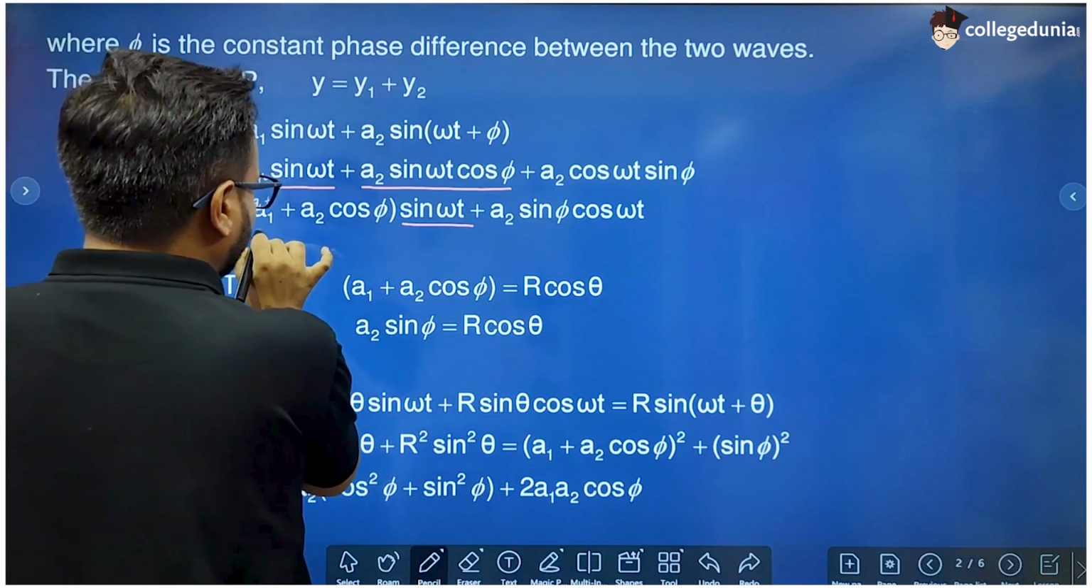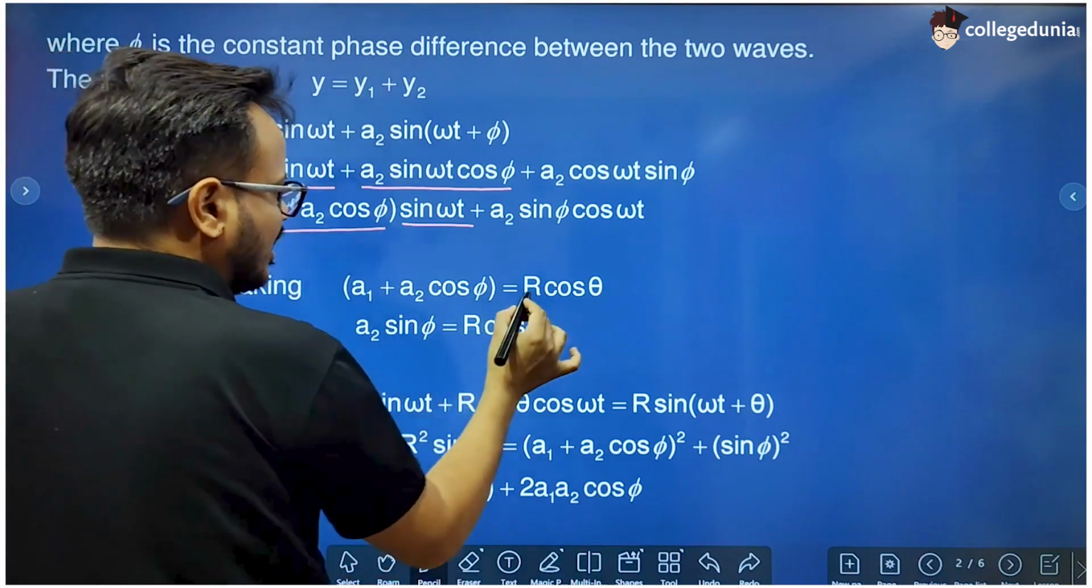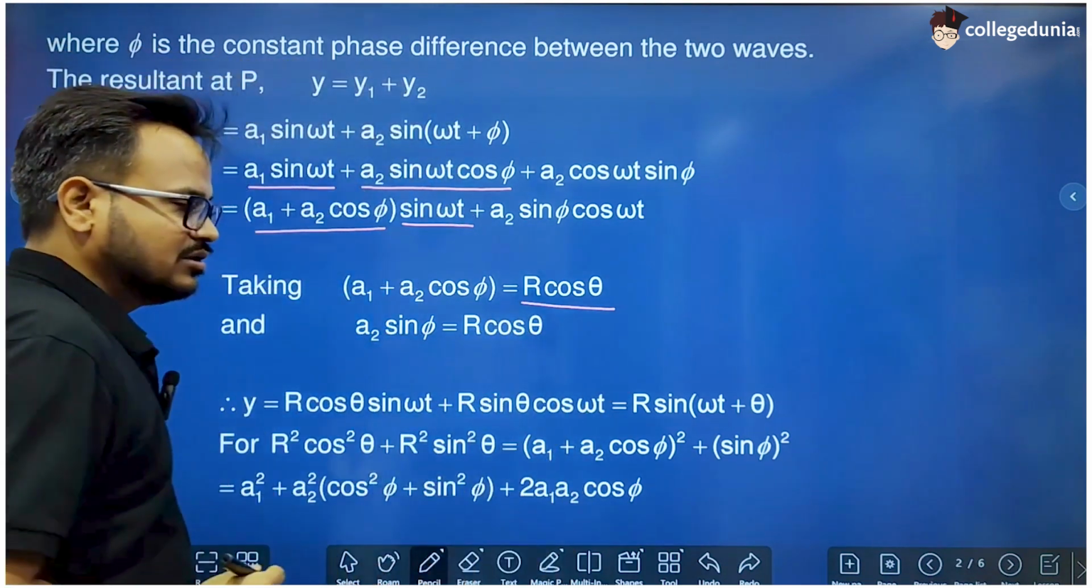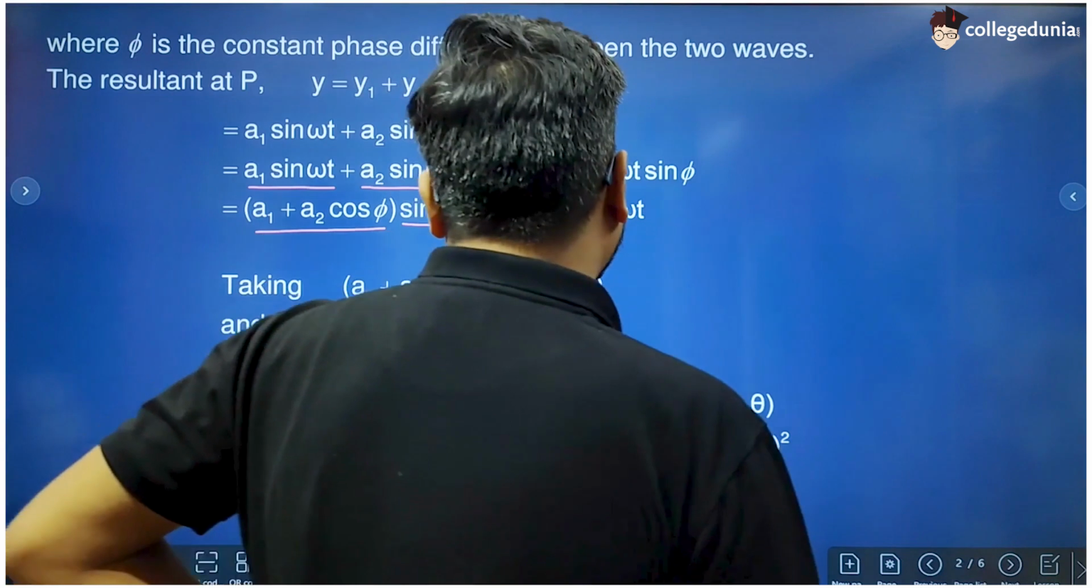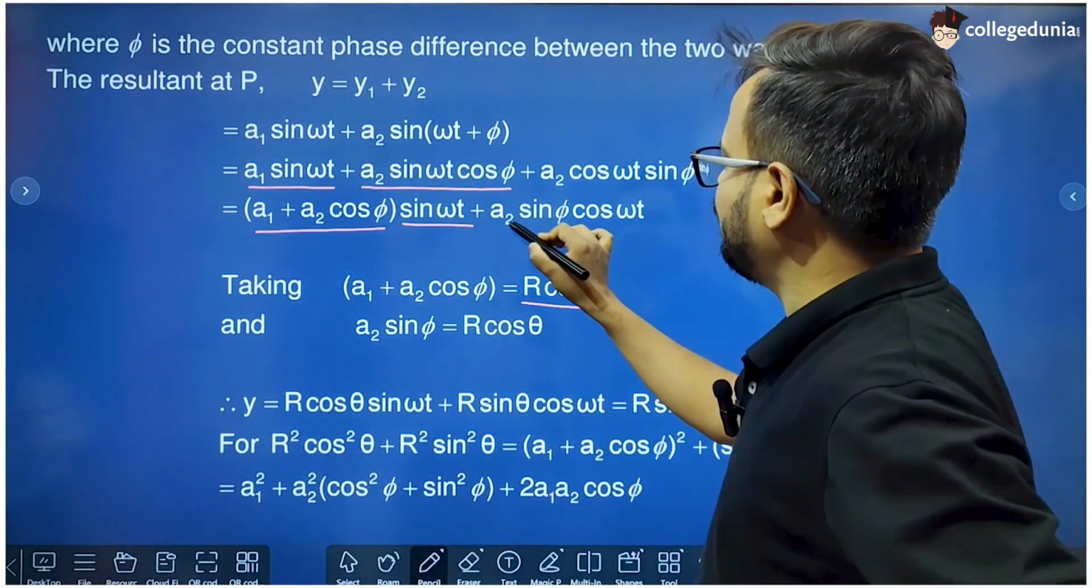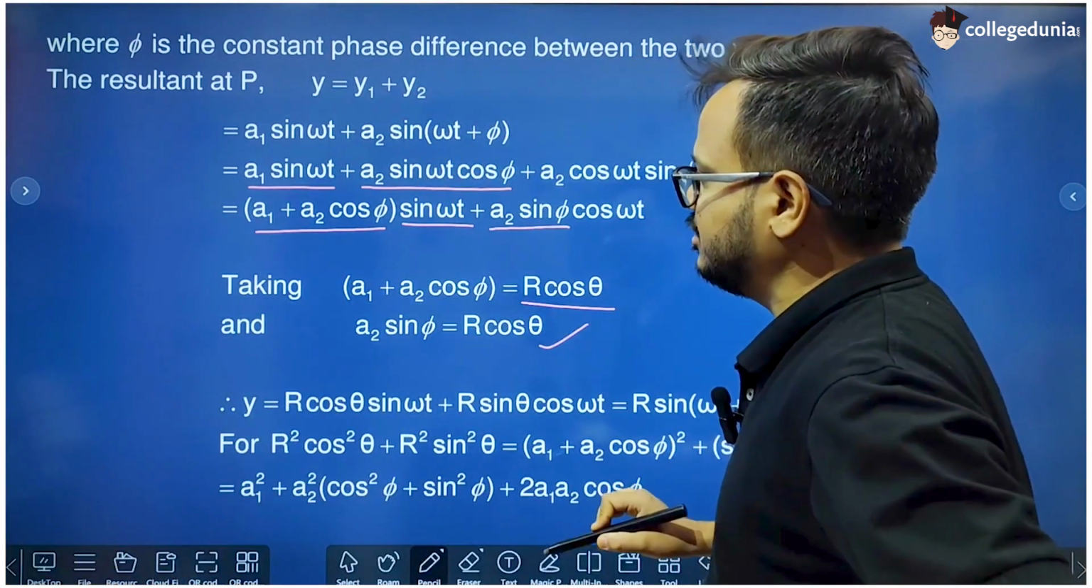Now let us put (a1 plus a2 cos phi) as r cos theta. We don't know what r is, we don't know what theta is, but let us put these values here, then we will get to know the meaning of r and theta. And in place of a2 sin phi, let us put r sin theta.